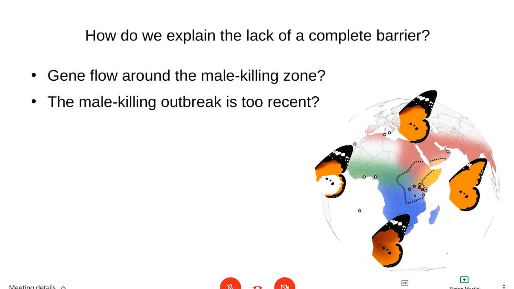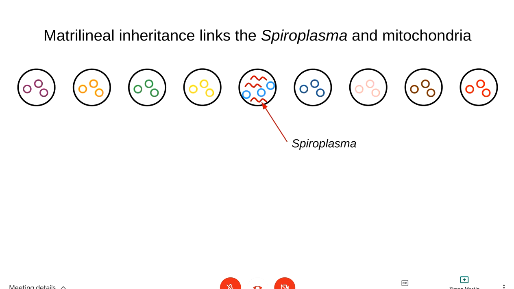So this pattern that we were looking at, FST, takes some time to establish. So if a barrier only established quite recently between the subspecies, it might not be possible to detect differences in the genetic variation between 2 populations. So to think about this, we have to think about this male killer and where it's come from.